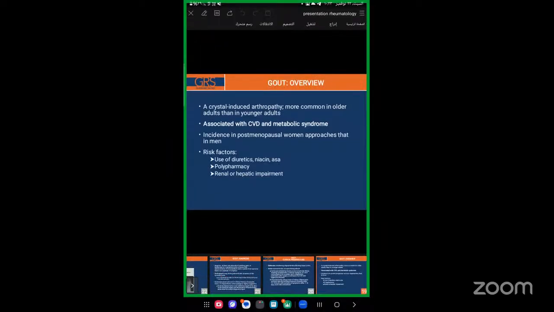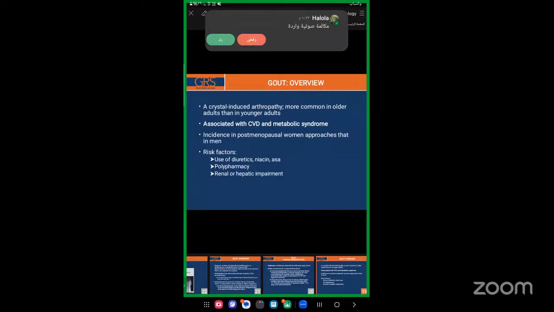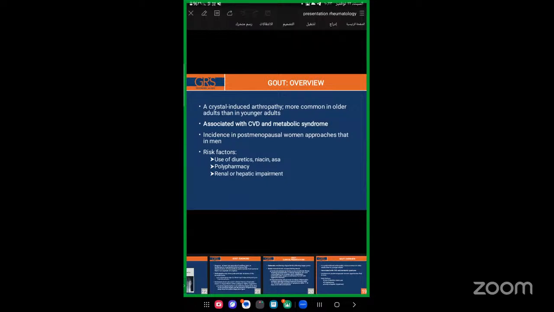So I'm going to start with gout and pseudo-gout. We're going to have a quick overview of gout. So what is gout? Gout is a crystal-induced arthropathy. This means that there is a crystal that is deposited within the joint or around the joint. It's more common in older adults than in younger adults. Gout has an association with cardiovascular disease and metabolic syndrome.